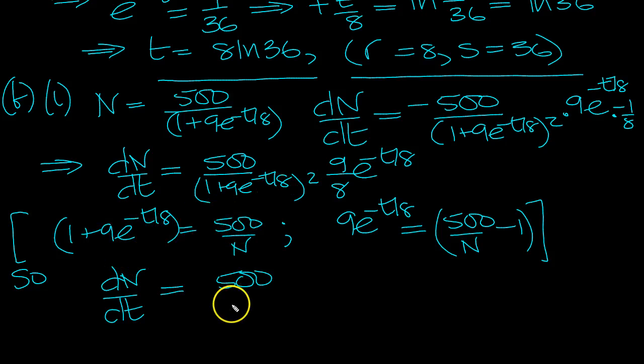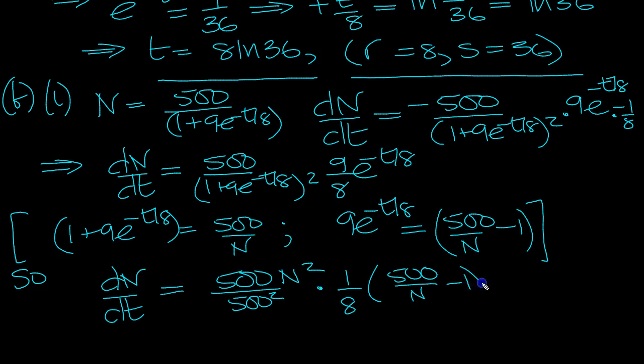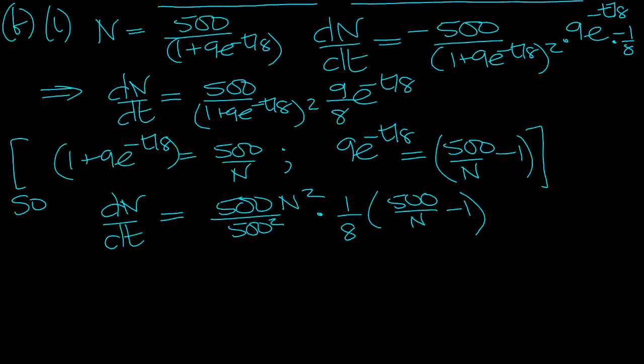This squared is this squared, which is 500 squared over n squared. So the n squared swings up to the top. Multiplied by 9 over 8, well, we'll just put the 1/8 here, and the 9e to the minus t over 8 we can replace by this bracketed term here. So that should work out now to what we wanted.